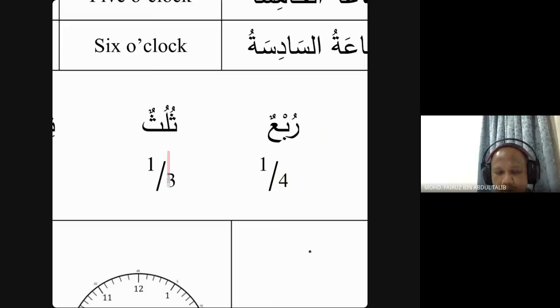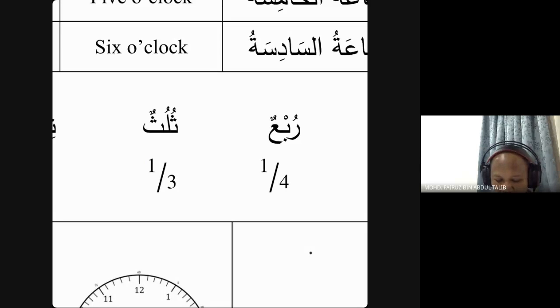Next, thuluth. Thuluth is 1/3. 1/3 is thuluth. So in time, it is what? 20 minutes. Thuluth. Okay, the Arab, they use this. They can say 1:20, 1 and 1/3. We don't use them, but the Arab use. So since they use that, we have to learn this word. Thuluth. Okay, so you have rubu', you have thuluth.